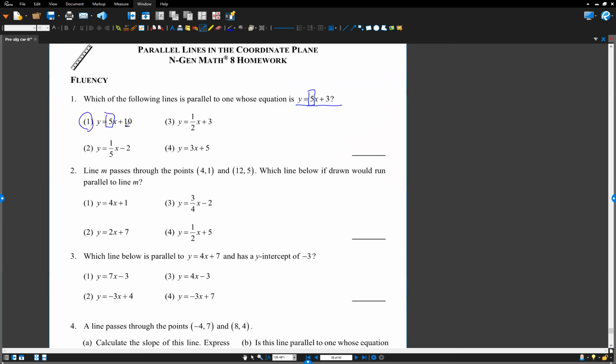But you check out, the y-intercept is different, no problem. Different y-intercept: one is 10, the other one is 3. They have the same slope, so they never intersect. Choice 1 is the answer.